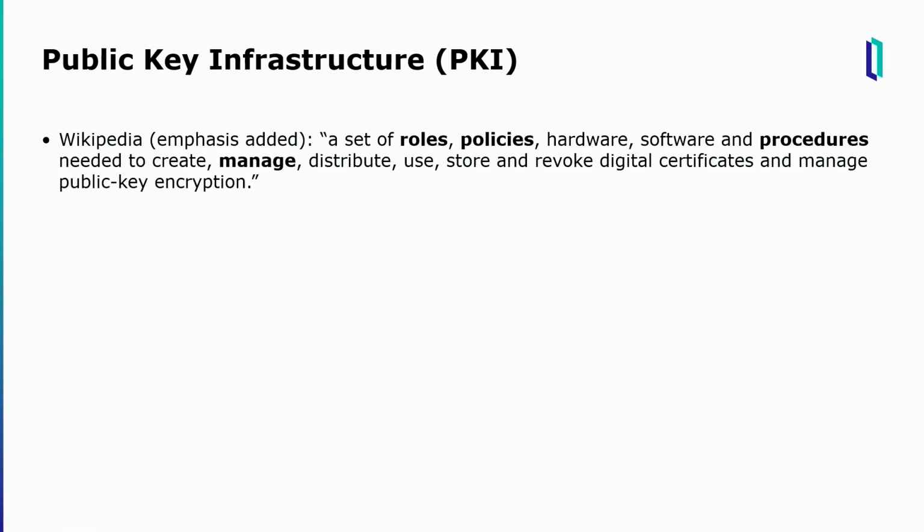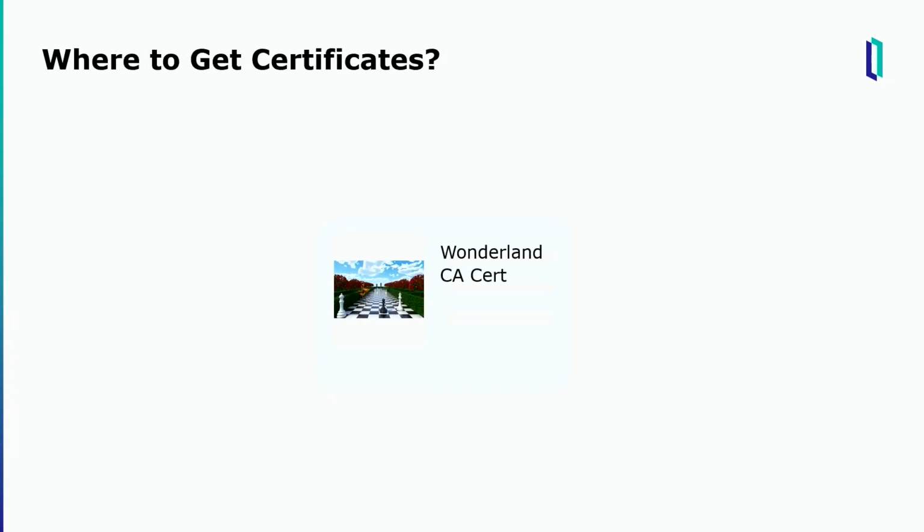At this point, I want to throw out this acronym, which describes the whole ecosystem of getting and using certificates. Public Key Infrastructure, PKI, a set of roles, policies, hardware, software, and procedures needed to create, manage, distribute, use, store certificates. And I do that because in order to actually configure TLS, we need to know where to get certificates from.